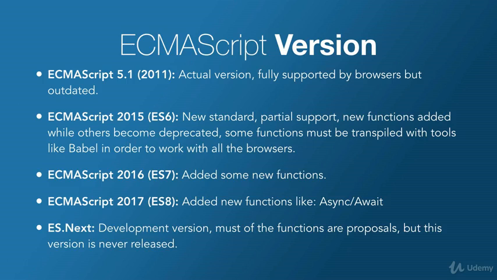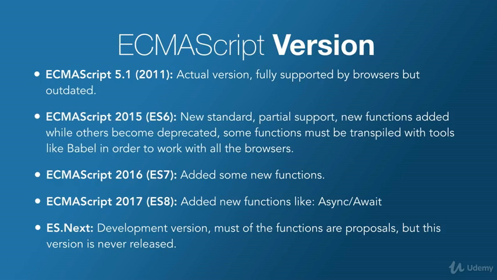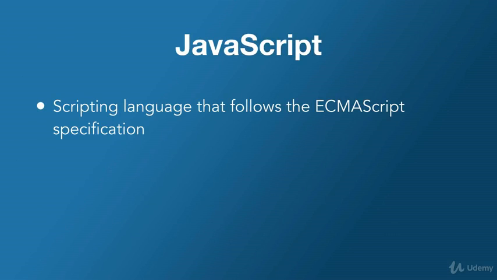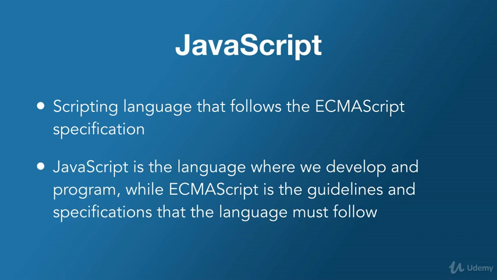So in this course, you are going to learn ECMAScript 6, ECMAScript 7, and ECMAScript 8. Together, these are modern JavaScript. So JavaScript is a scripting language that follows the ECMAScript specification. JavaScript is the language where we develop and program, while ECMAScript is the guidelines and the specifications that JavaScript must follow.